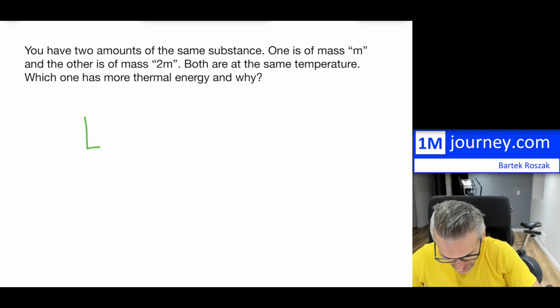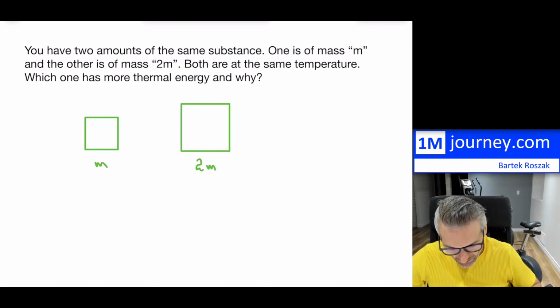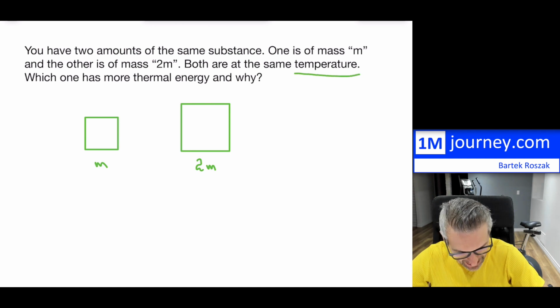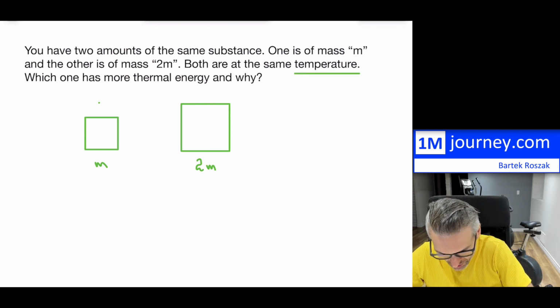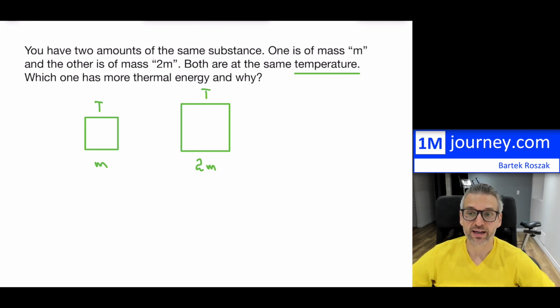Let's say this is my m. Then I'm going to duplicate this and make it twice as big, so let's say this has 2m. This would be twice as big, and this would be just m on its own. But yet, it's exactly the same substance. If it's iron, aluminum, glass, whatever, it doesn't matter. Now, both are at exactly the same temperature. It doesn't matter what that temperature is. Let's call that temperature T, and they're exactly the same. Now, which one has more thermal energy and why?